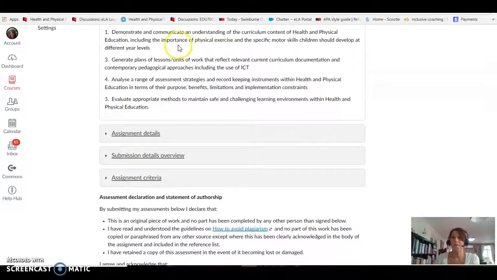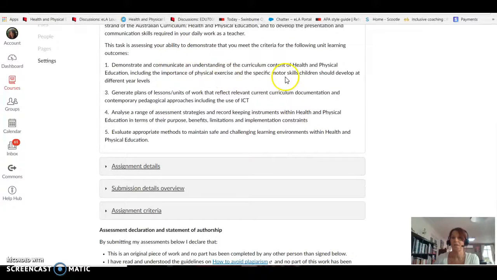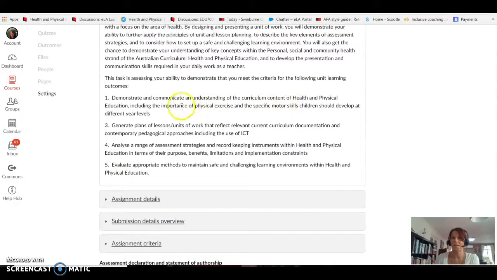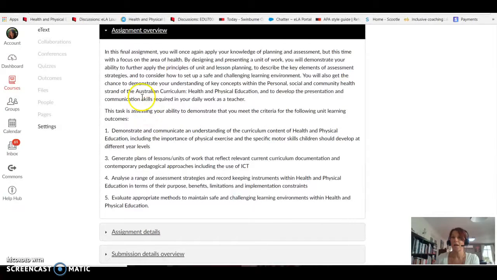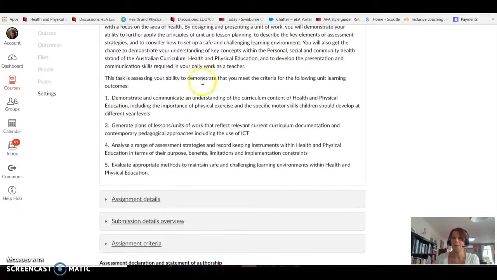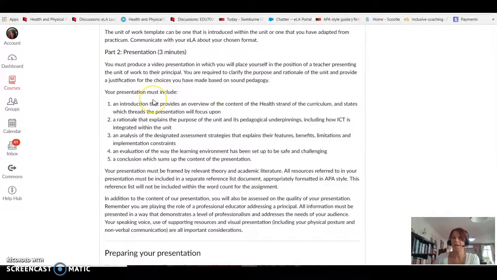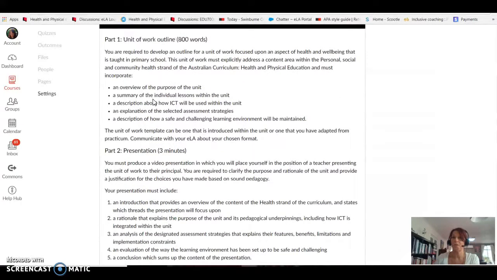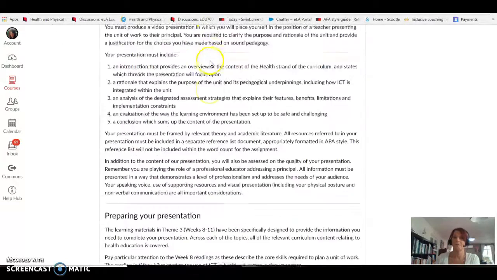Now with this first criteria, there is no need to address specific motor skills in this unit outline because that has been addressed in the first 2 assignments, and you are focusing on health in this assignment, the personal, social and community health strand. Okay, and there's 2 parts to it, your unit of work outline and your presentation, and the word limit and the time limit is very important for both because of course there is only an upper 10% plus limit for both.